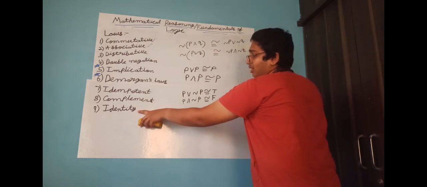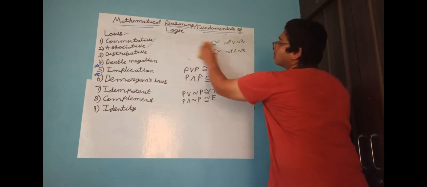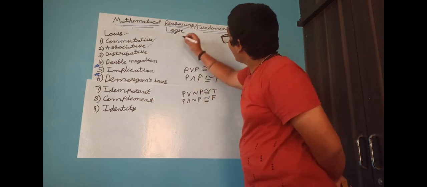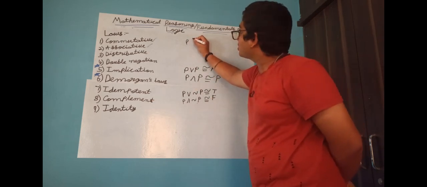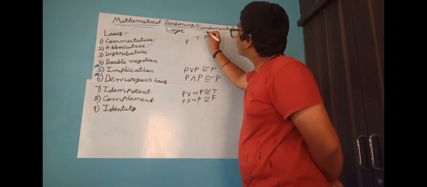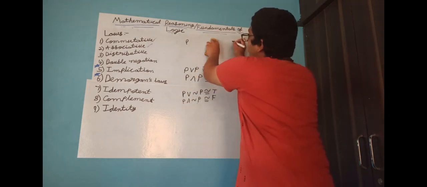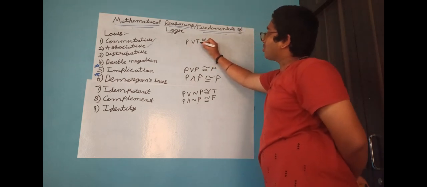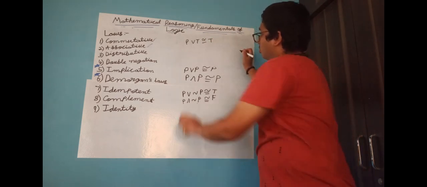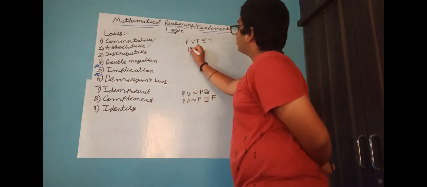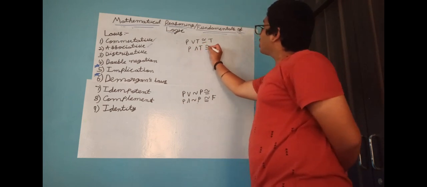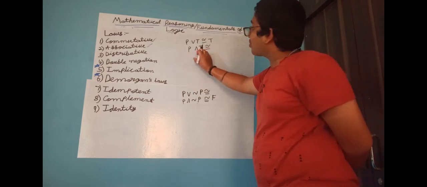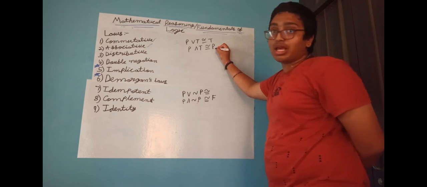Next, the last but not least, identity law. In identity law, we are using one statement with the Boolean value, meaning P along with true, and along with false. When we do P or true, what will be the resultant? At least one is true, so this will be true. Next, P and true. When P and true, we can't say true, because if suppose P becomes false, then it will also become false. Means this value is dependent on the value of P. So we write here P.